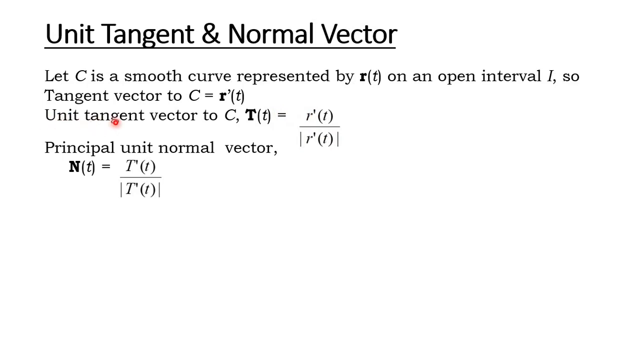And the principal unit normal vector: the tangent vector and normal vector are orthogonal, or 90 degrees. So the unit normal vector is T'(t) divided by the magnitude of T'(t). From r(t) you get r'(t), and then you find the magnitude of r'(t). After you get the unit tangent vector, you differentiate T(t) to get T'(t). You find its magnitude, and then you get the unit normal vector.